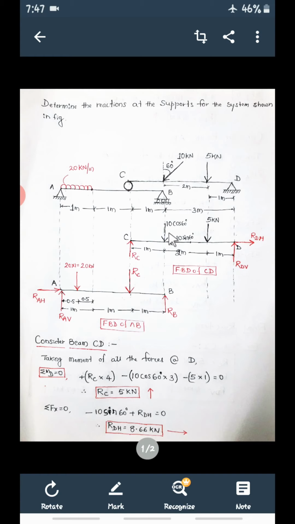Then consider this 10 cos 60, 10 cos 60 into 3. With reference to D, this is going to produce anti-clockwise, so minus 10 cos 60 into 3. Then what about the moment of this 10 sin 60 about D? The line of action of this is going to pass through D only.